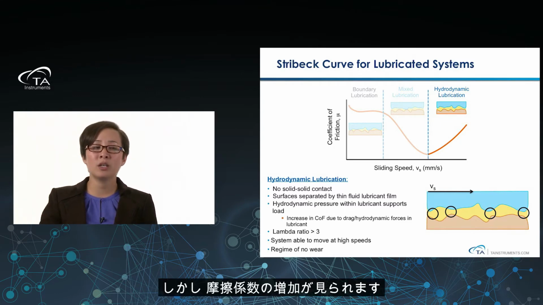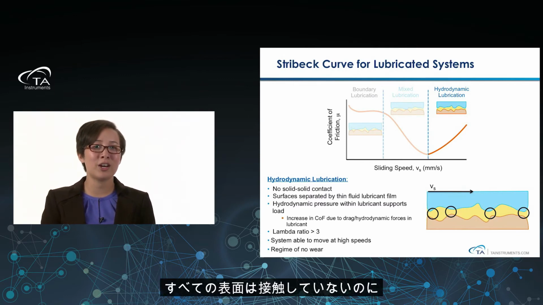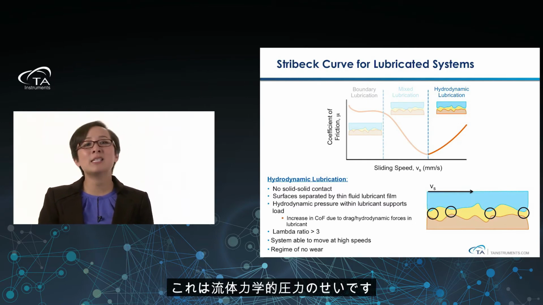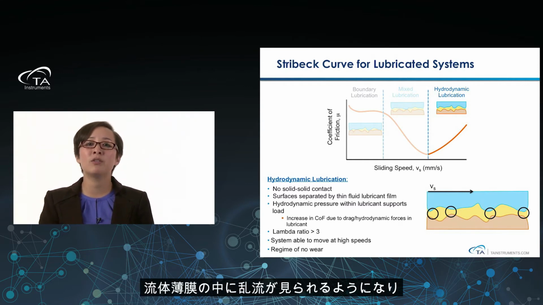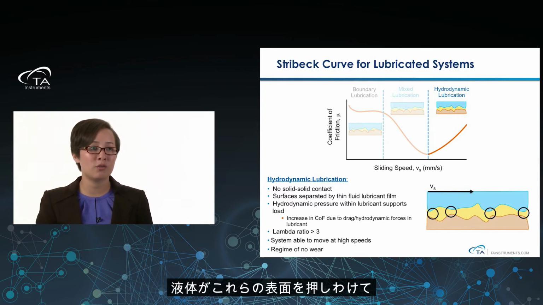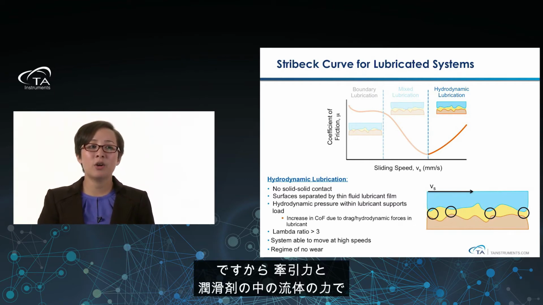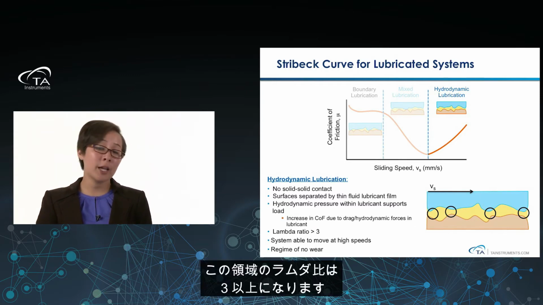But we see this increase in coefficient of friction, and now you might wonder, it's kind of strange seeing that, right? Because all of our surfaces aren't in contact with one another. What's going on? Why is my coefficient of friction increasing? And it's actually because of hydrodynamic pressure. As these surfaces are moving faster and faster past one another, now we get a little bit of turbulent flow inside of the fluid film itself. And now that fluid's going to push those surfaces apart as it supports that load. So now we have an increase in the coefficient of friction due to the drag and those hydrodynamic forces in the lubricant. The lambda ratio in this area is greater than 3.